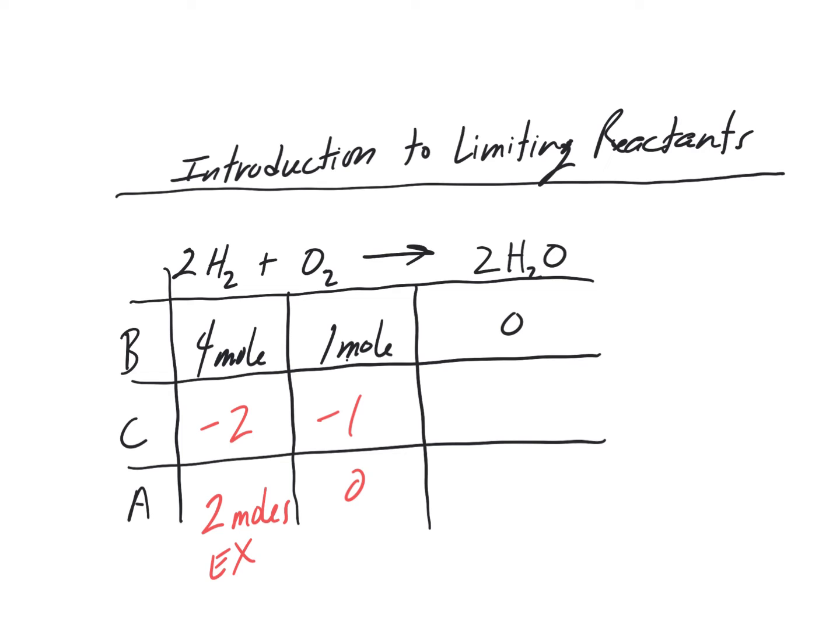Okay, and now how much water can I make? Well, for every 2 hydrogens that we use, I can make 2 waters. We used 2 hydrogens, so I can make 2 waters.